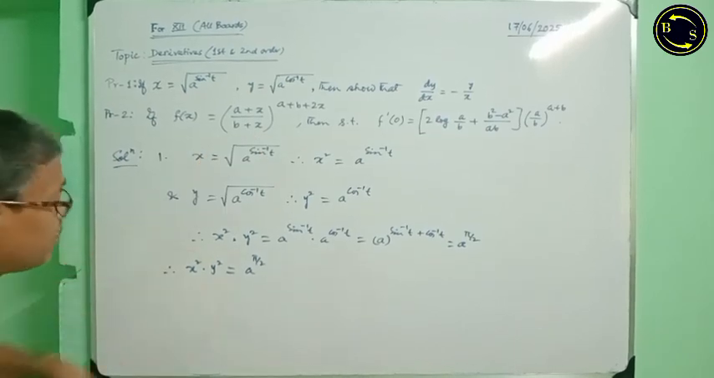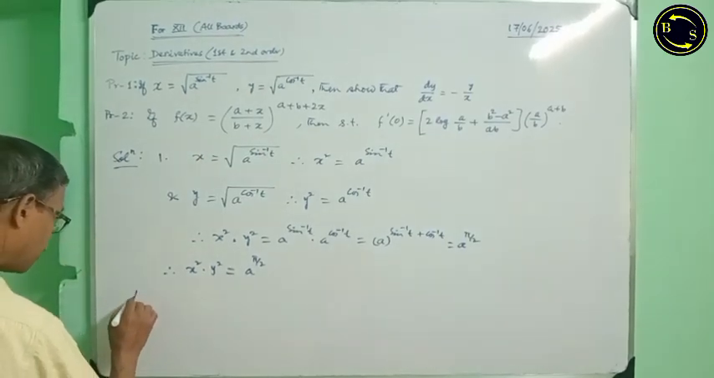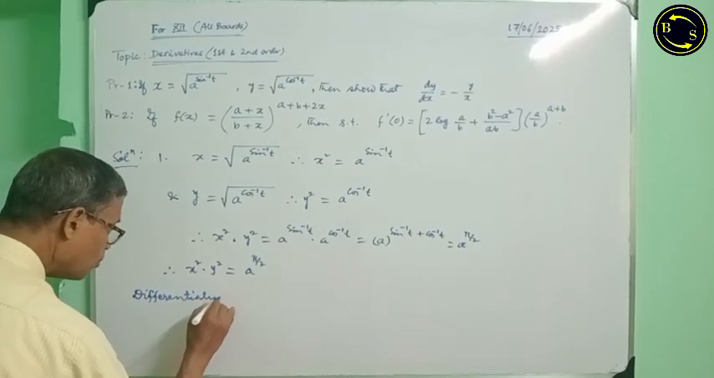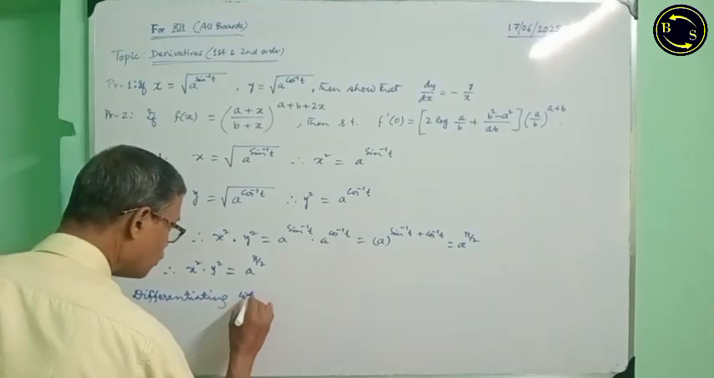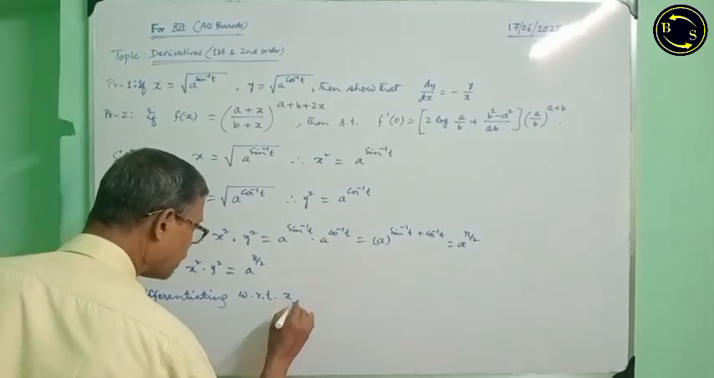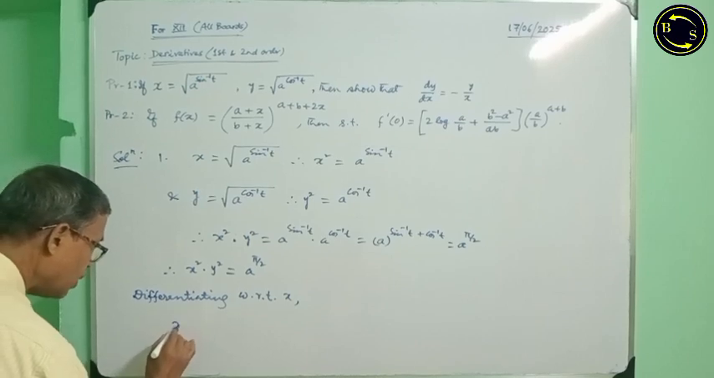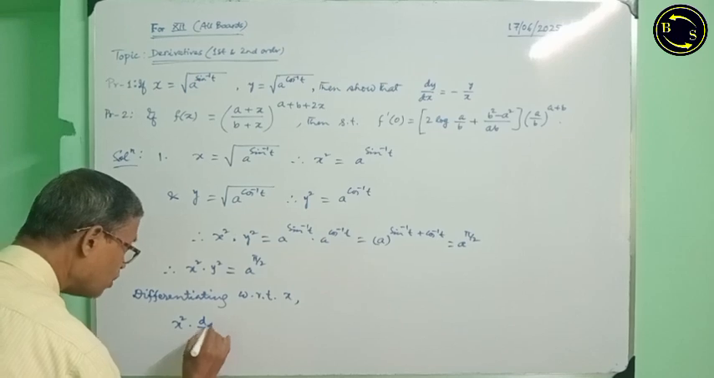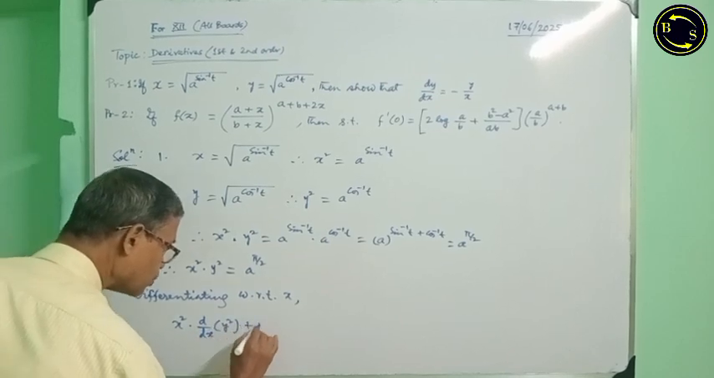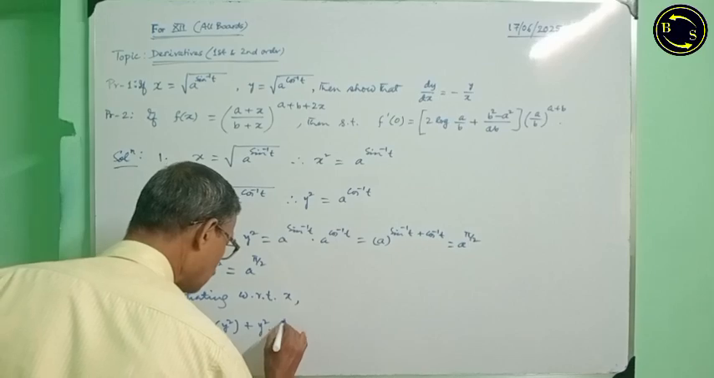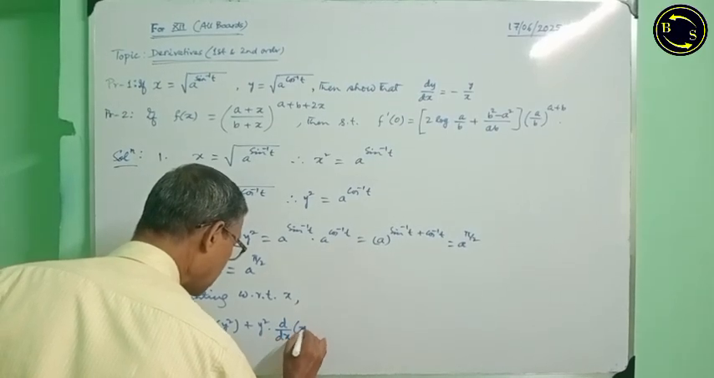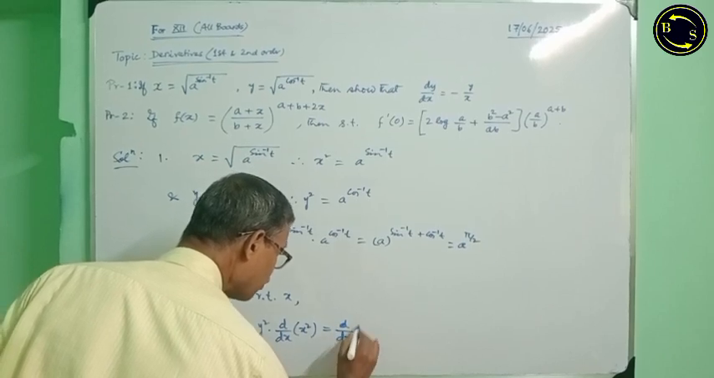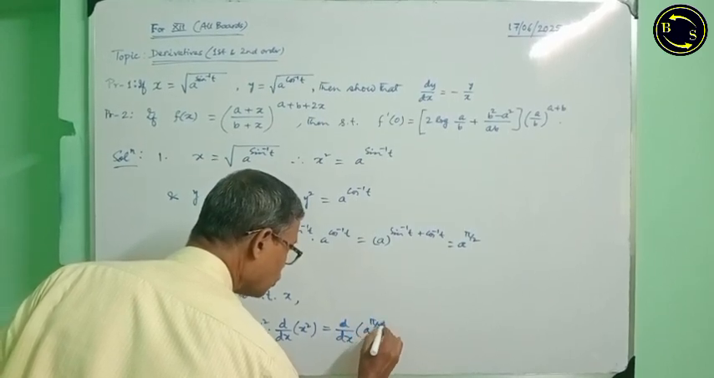Now we have to find dy dx, differentiating with respect to x. u into v form: x square into d dx of y square plus y square into d dx of x square is equal to d dx of a to the power pi by 2.